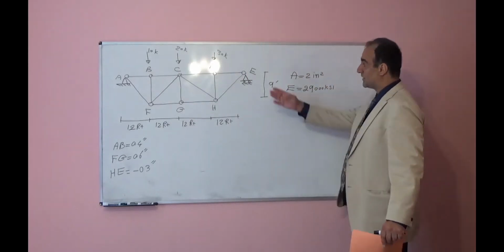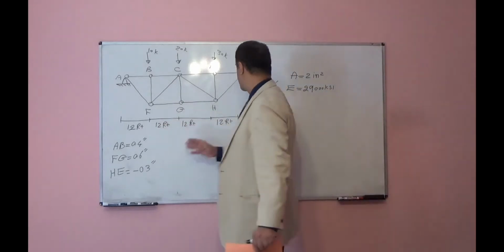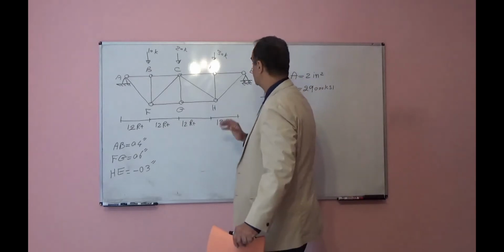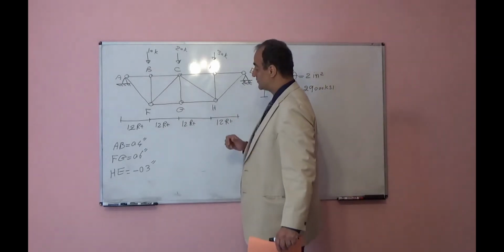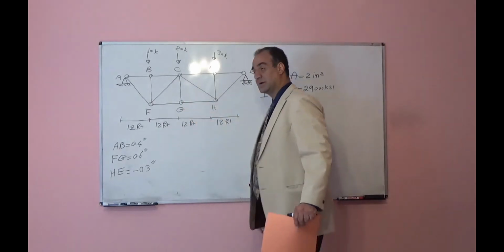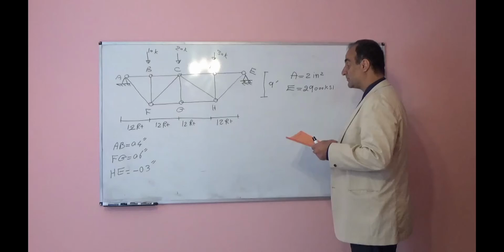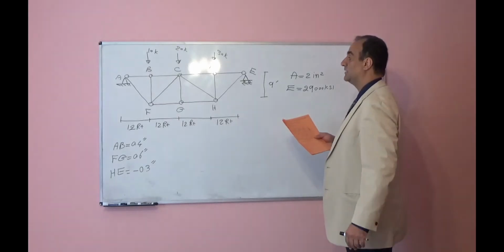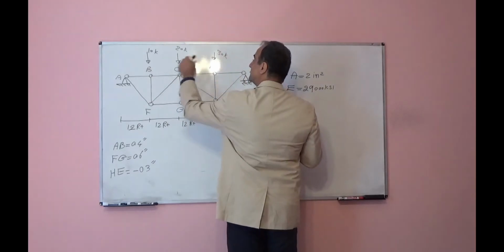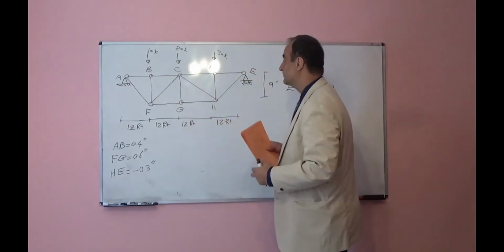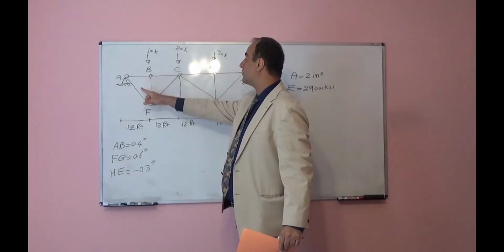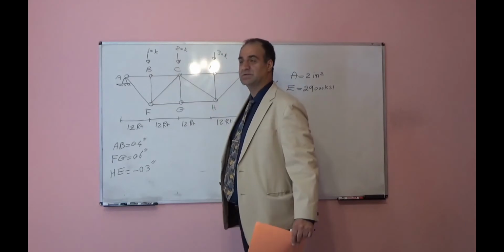So we have external load, we have fabrication error. These are the cross-sectional area, Young's modulus, and the dimensions of the truss. We want to see how much point G will deform in the vertical direction. First, we will find internal forces in all truss members because of these external loads.